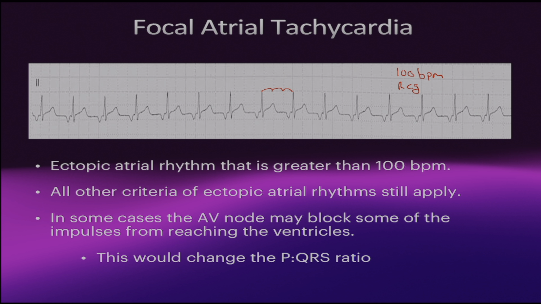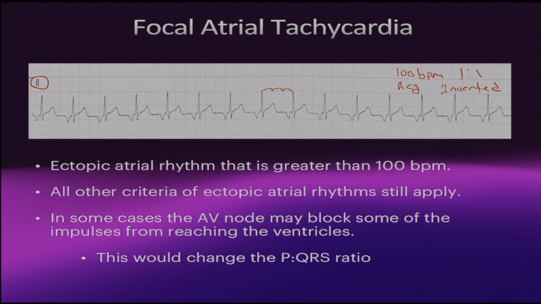I'm then going to look at the P waves, and I can see that I do have a P wave for every QRS. Next, I'm going to look at the morphology of the P waves, and I can see that all of the P waves look the same, but they're inverted. And I know that in lead 2, they should be upright. So I have inverted P waves. They all look the same. Okay, let's keep moving.